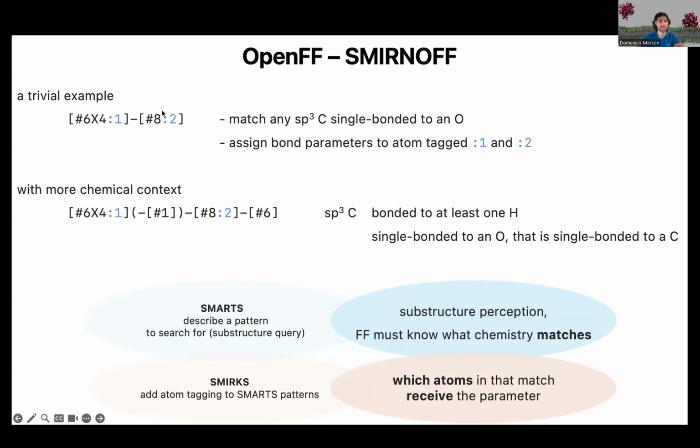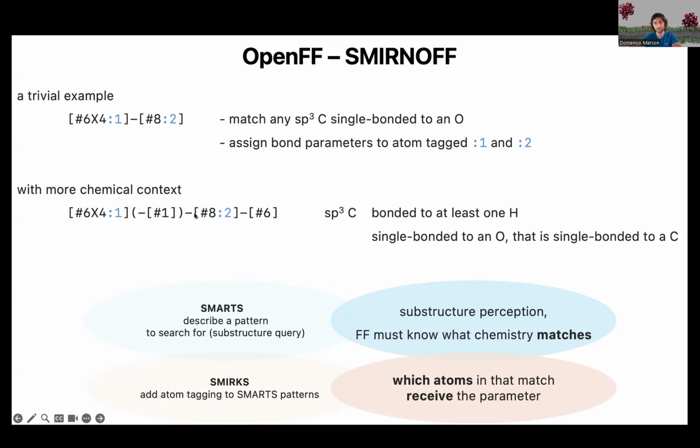This matches any C-O single bond. And here you have the tags 1 and 2 to identify that the bond parameters have to be added to this bond over here. This is obviously trivial because we have only this bond, but if you want to give more chemical context, we can use this string, which is the same sp3 carbon atom bound to at least one hydrogen atom, which is also bound to the oxygen, and this oxygen is also bound to another carbon atom.